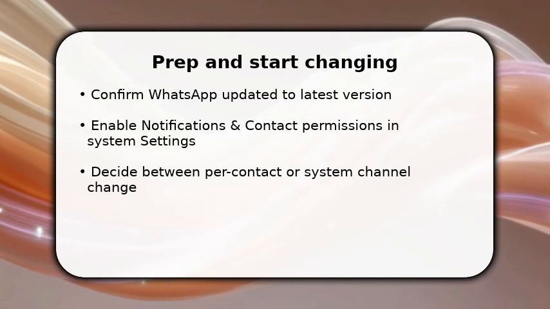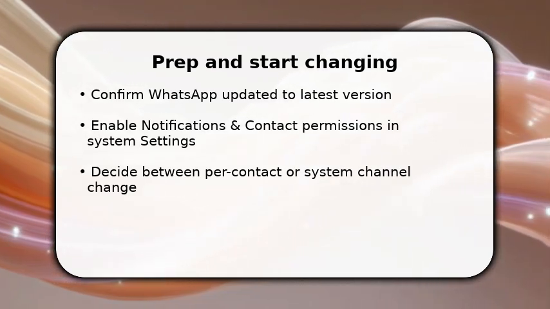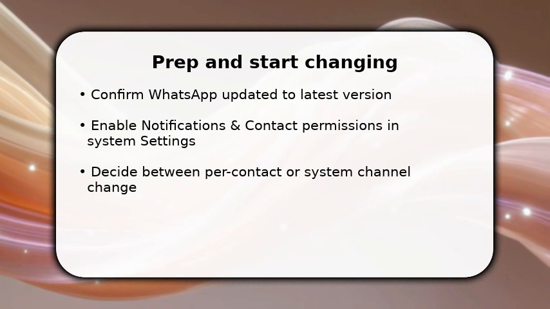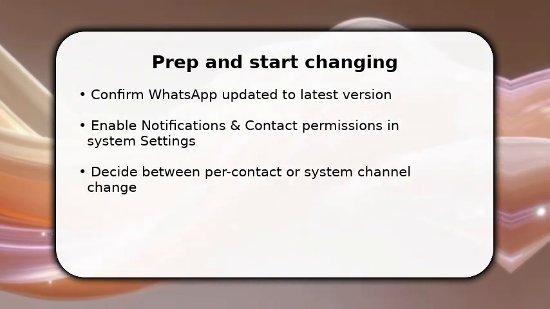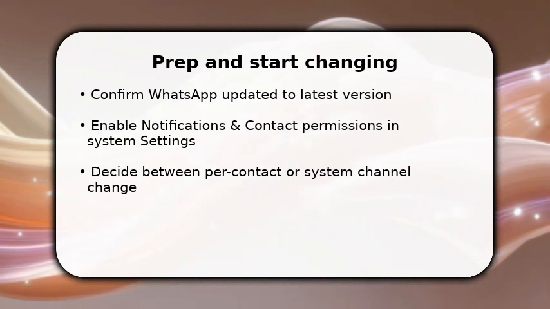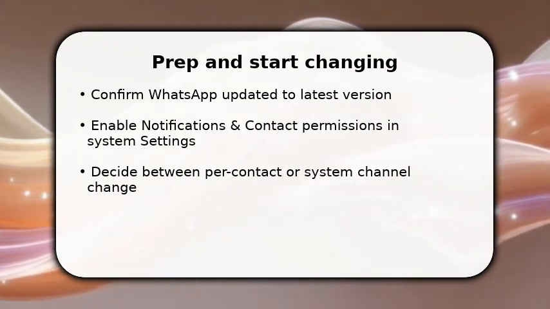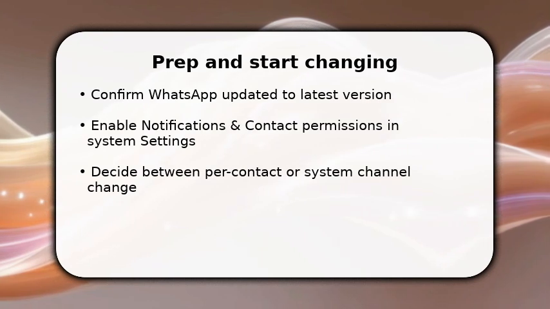You'll start by confirming app updates and permissions, then open WhatsApp and go straight to Settings > Notifications. Once there, make sure global notifications are enabled, otherwise nothing will change. For immediate results, choose whether you want a per contact color or a system channel color.